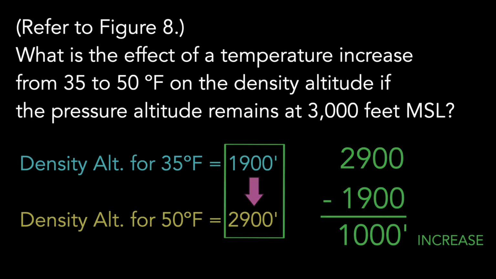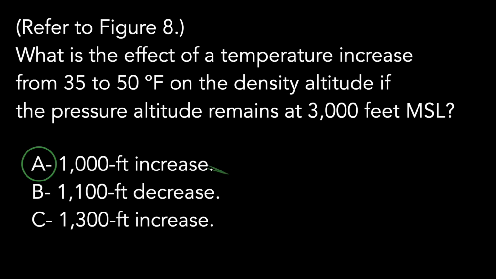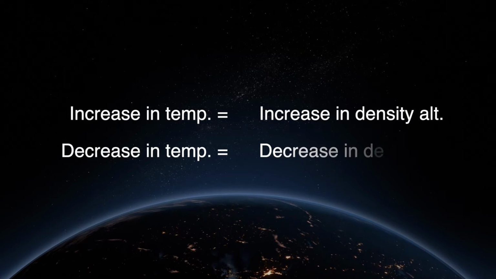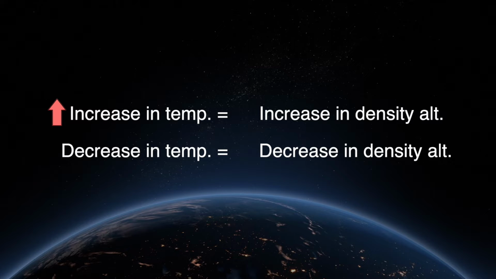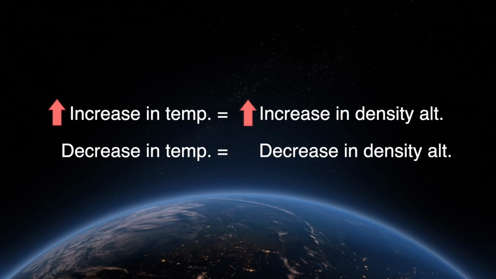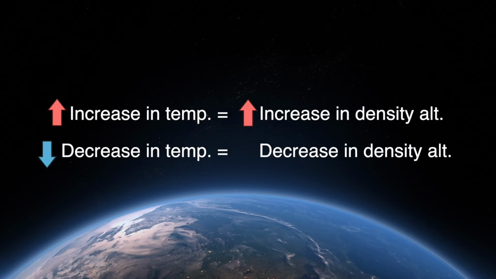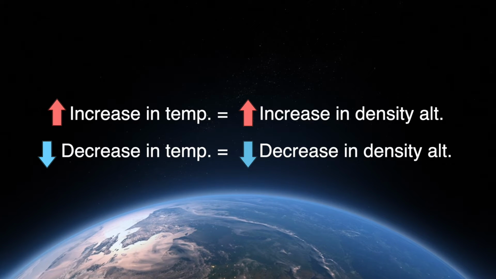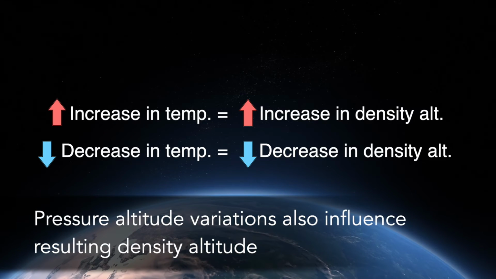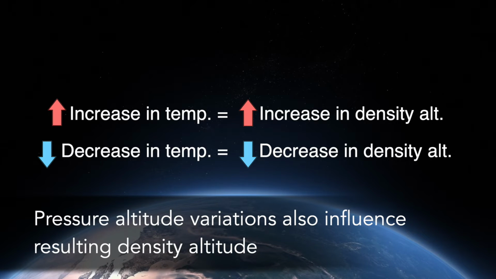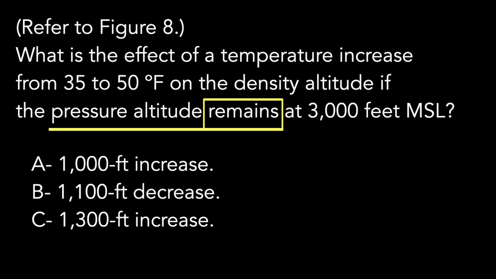In that case, we will select answer A as the correct answer. A quick tip to remember here is that when it comes to density altitude, any increase in temperature results in an increase in density altitude as well, and vice versa. A decrease in temperature will result in a decrease in density altitude. This applies when pressure altitude remains constant, as it did in this question.